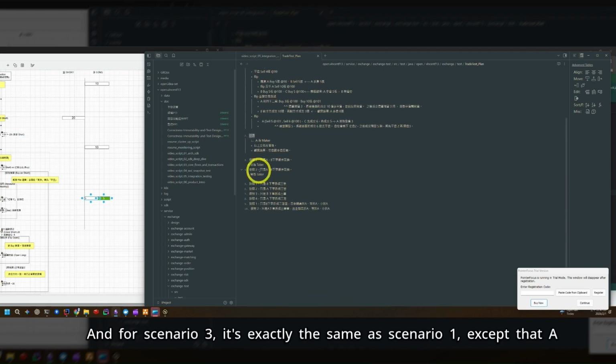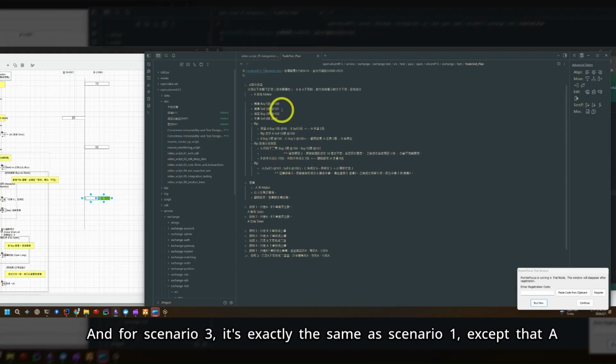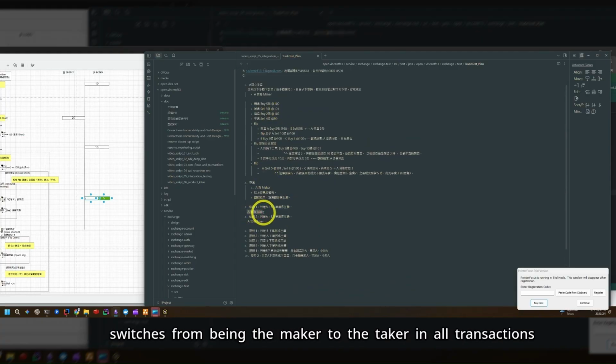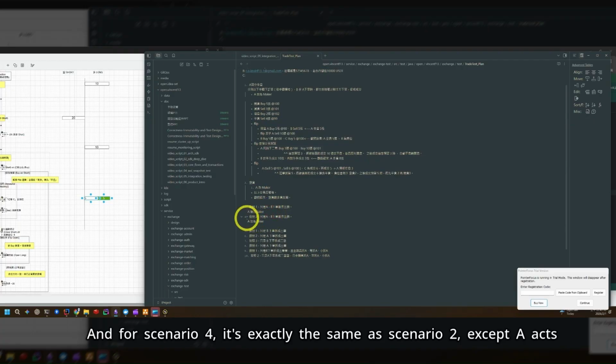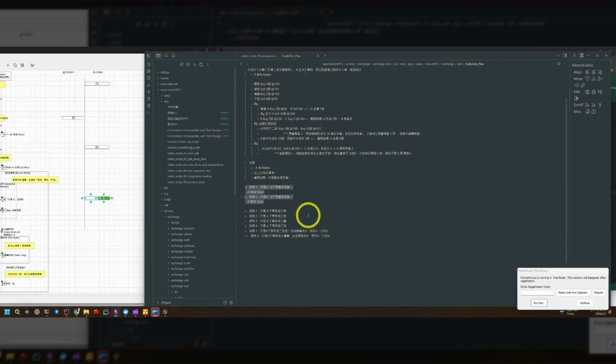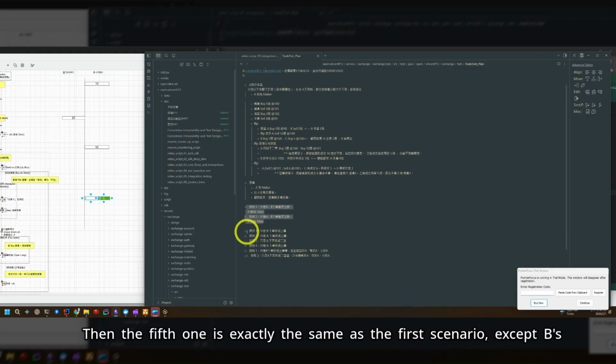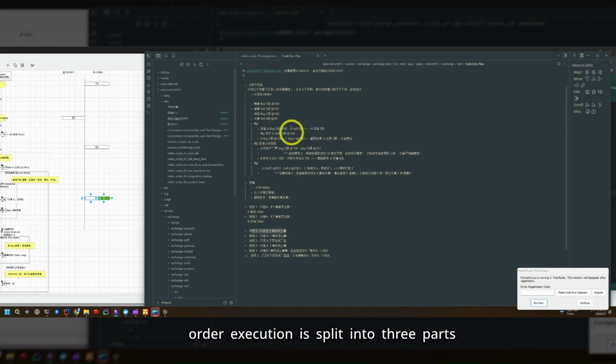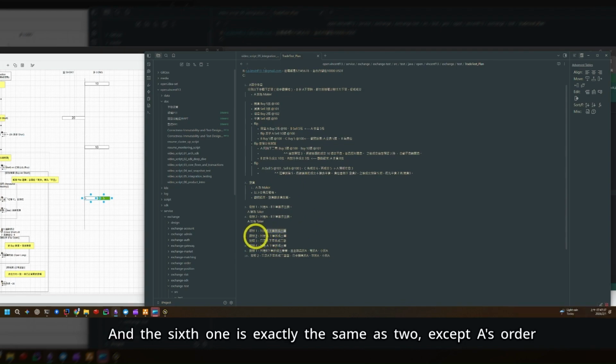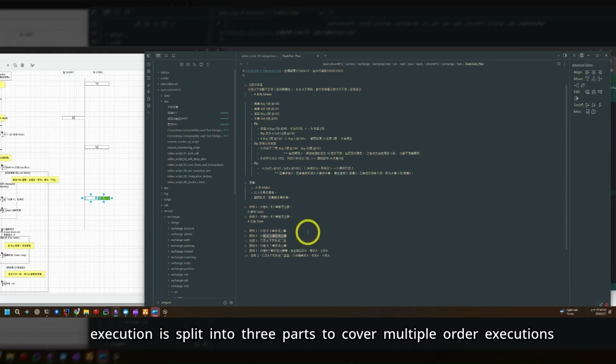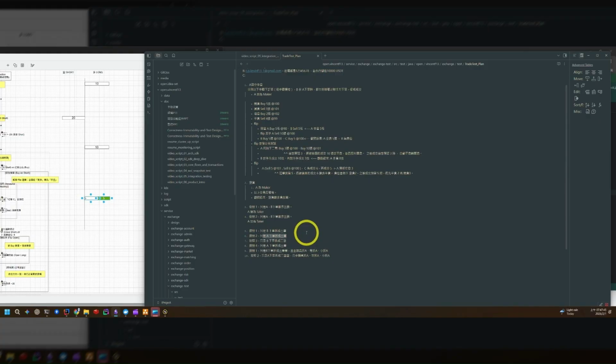Okay. And for scenario 3, it's exactly the same as scenario 1, except that A switches from being the maker to the taker in all transactions. And for scenario 4, it's exactly the same as scenario 2, except A acts as the taker. Okay. Then the fifth one is exactly the same as the first scenario, except B's order execution is split into 3 parts. And the sixth one is exactly the same as 2, except A's order execution is split into 3 parts to cover multiple order executions.